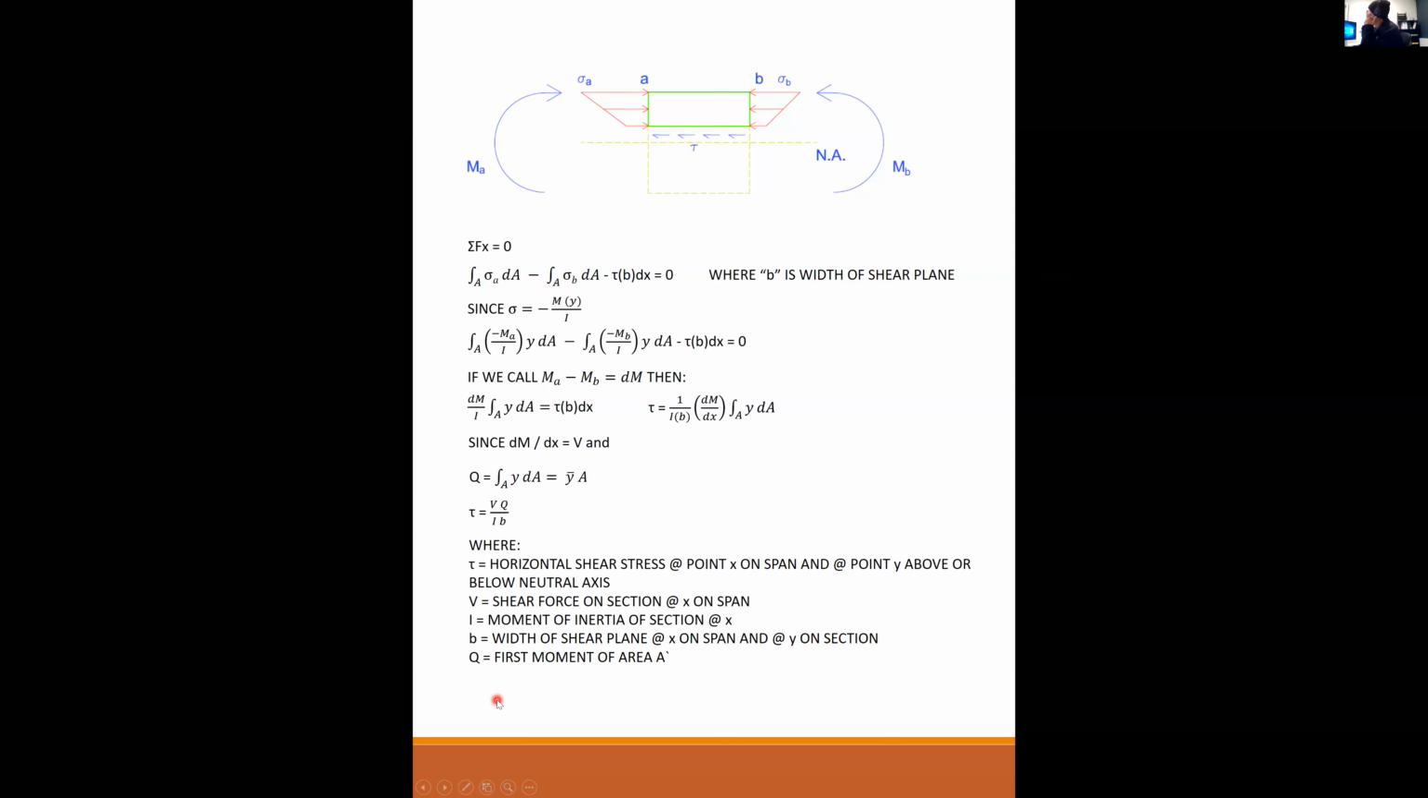And Q is the first moment of the area A', which, again, I'm going to elaborate on quite a bit. A prime is the area above or below Y on the section. And Y bar prime is the distance from the centroid of A prime to the neutral axis.